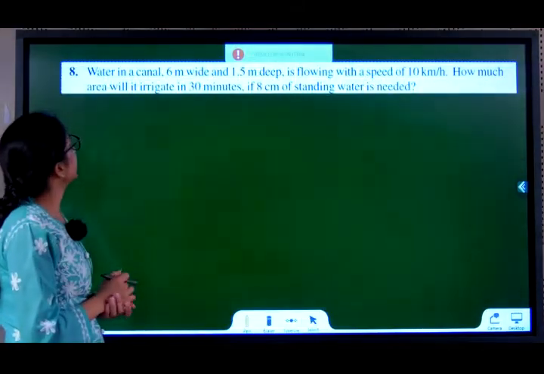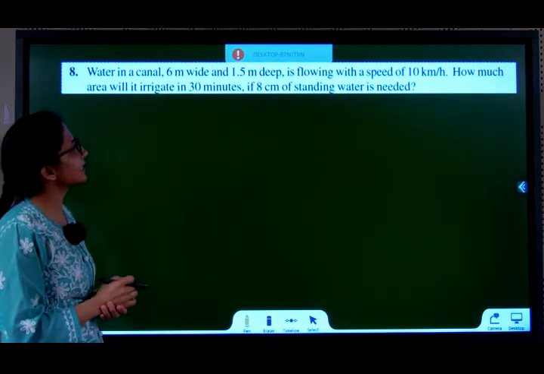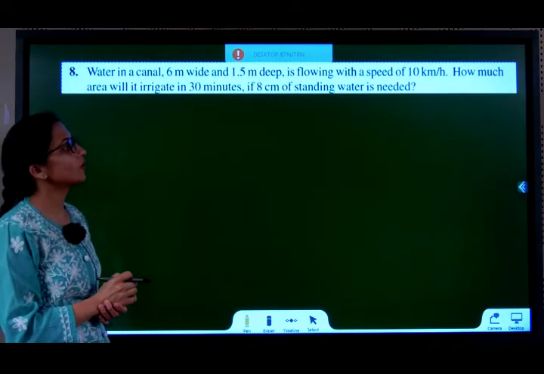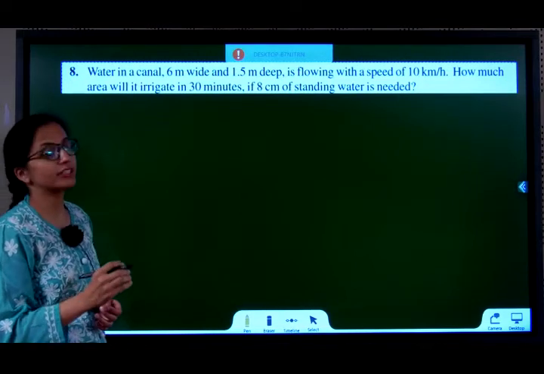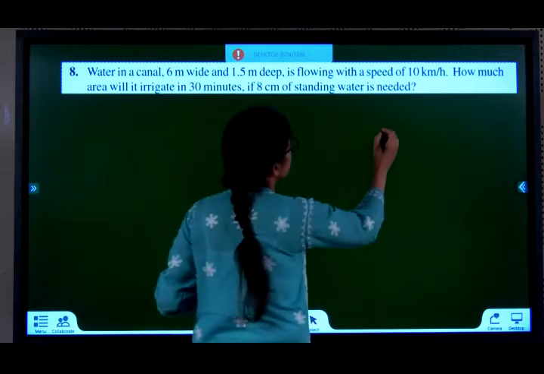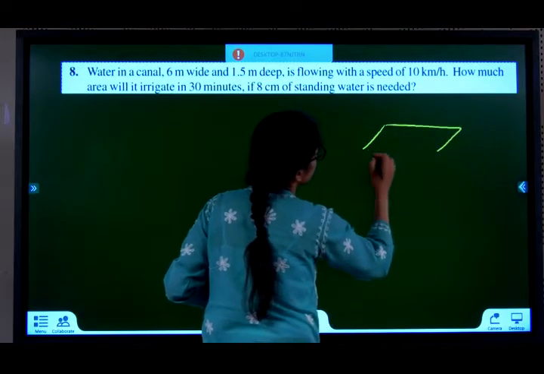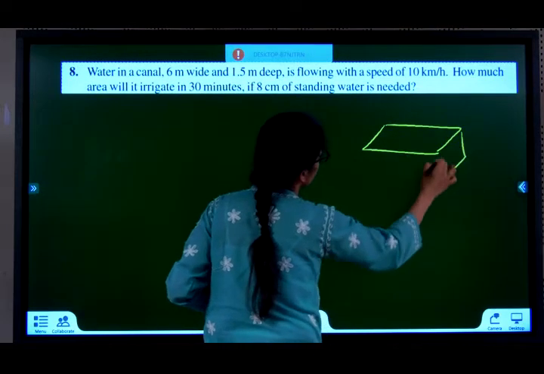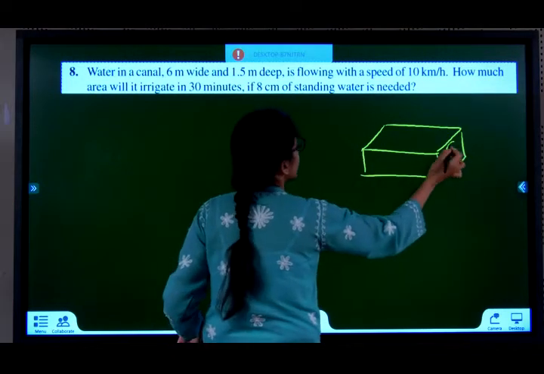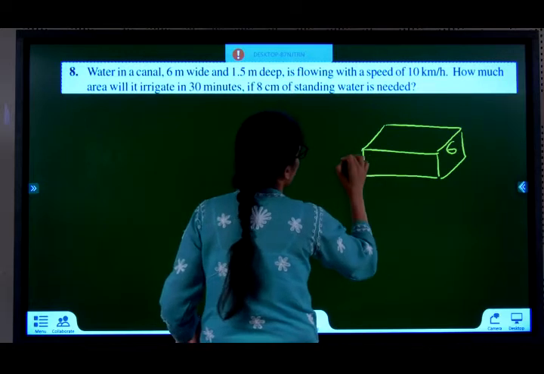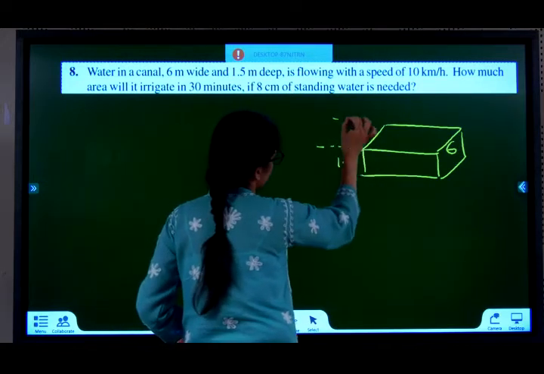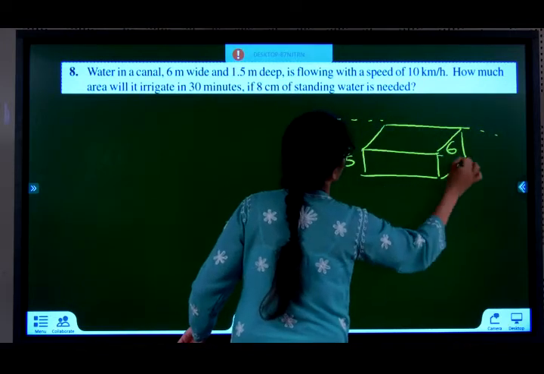Question 8. Water in a canal 6 meters wide and 1.5 meters deep is flowing with a speed of 10 km per hour. They have given breadth and height, which means they mean to say that the canal is in the form of a cuboid. Breadth given is 6, height given is 1.5. But do we know the length of the canal? No, we don't. And there is water flowing in it.